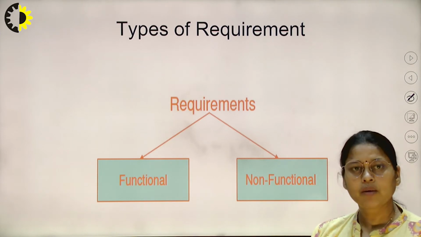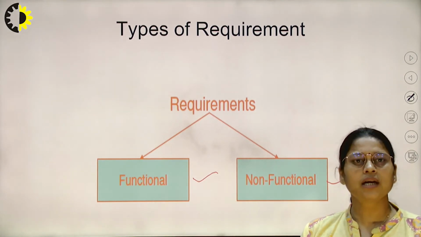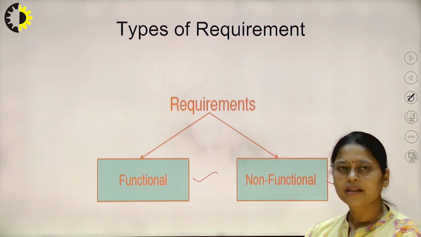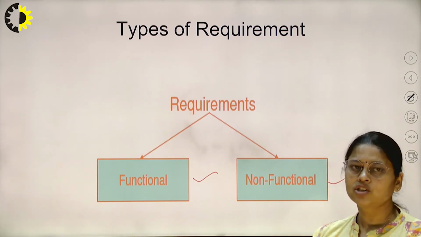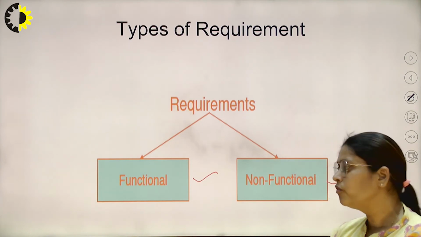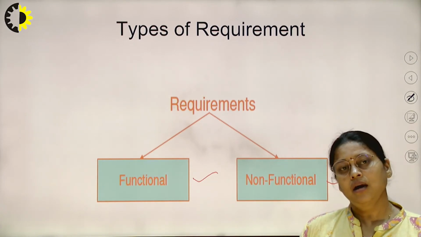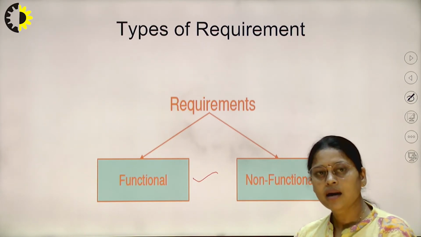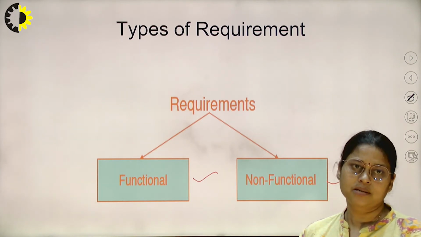Now, if we are talking about requirements, there are two types of requirements. One is functional, the second is non-functional requirements. As per the name, a functional requirement defines some functionality of the system. But non-functional requirements define performance requirements like efficiency, reliability, and security. These are some non-functional requirements.